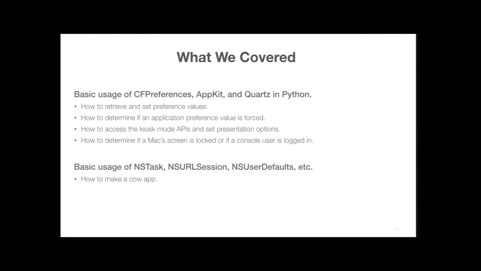So just to go over again what we covered. Basic usage of AppKit, Quartz, CFPreferences, and all that in Python. How to retrieve and set preference values, which is immensely useful for sysadmins. How to determine if an application value is forced with MCX or profile. How to use the kiosk mode APIs and set the presentation options.